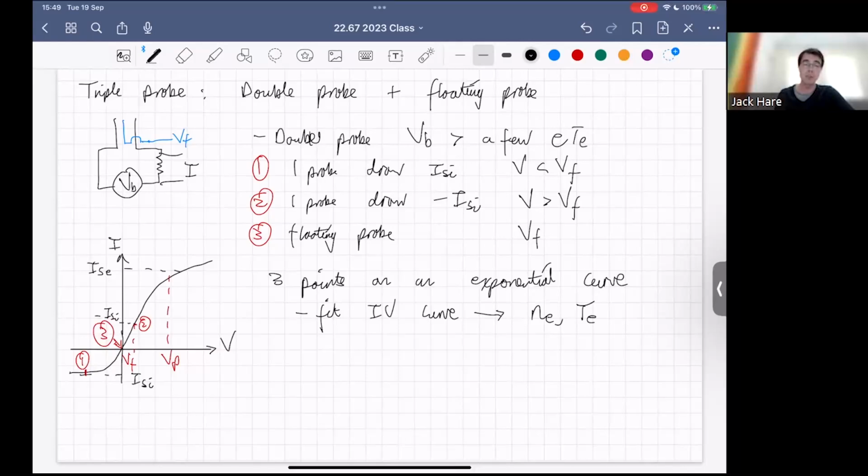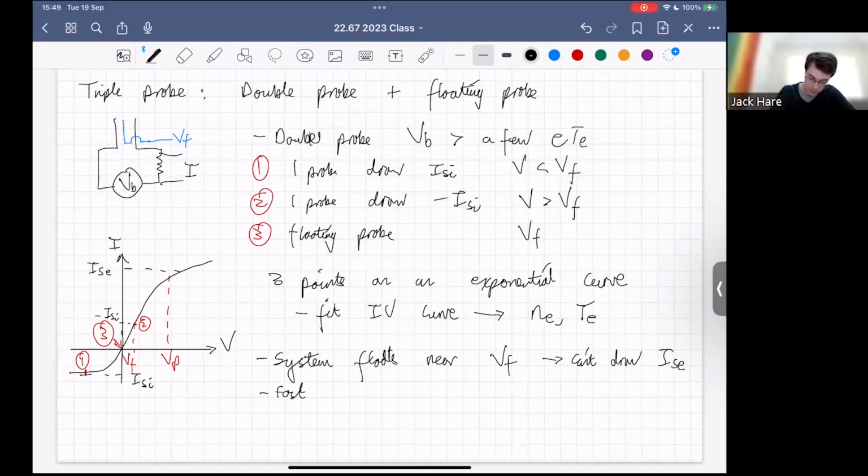And we can do that without sweeping any voltage here. Remember, we are not sweeping the bias voltage here. We've just set it to a few times eTe. So the whole system floats near the floating potential. So we can't draw the electron saturation current by design. We also have fast time resolution, because now we're no longer sweeping anything, we're just digitizing this in time, so we can resolve any short-lived phenomena.